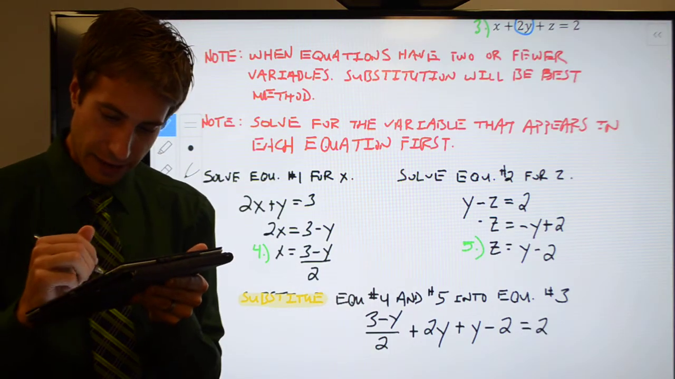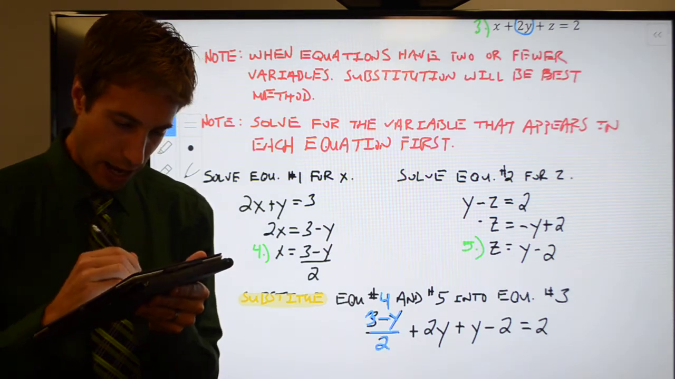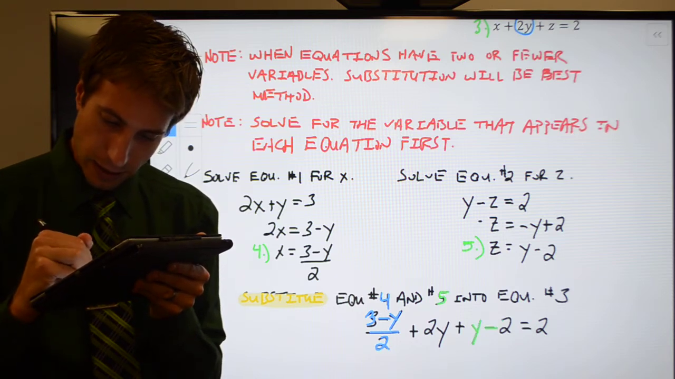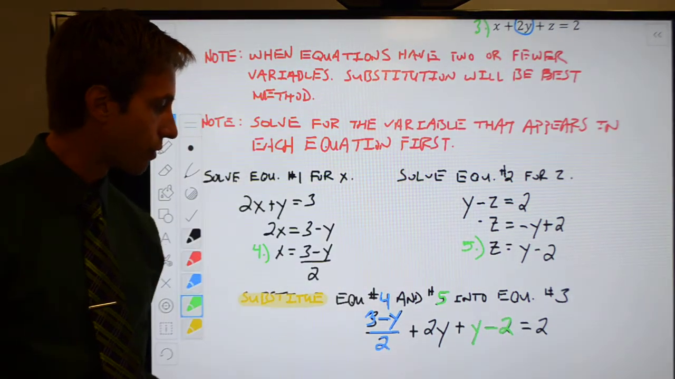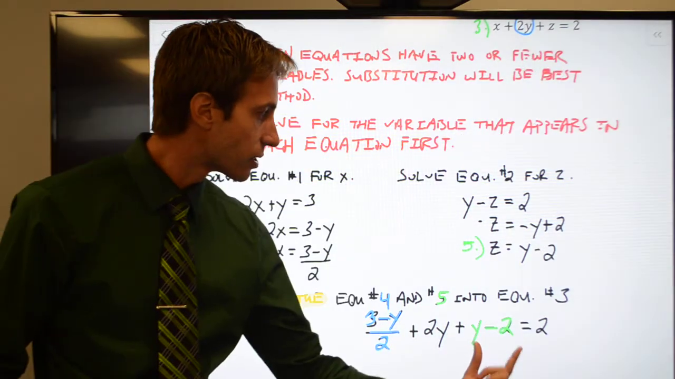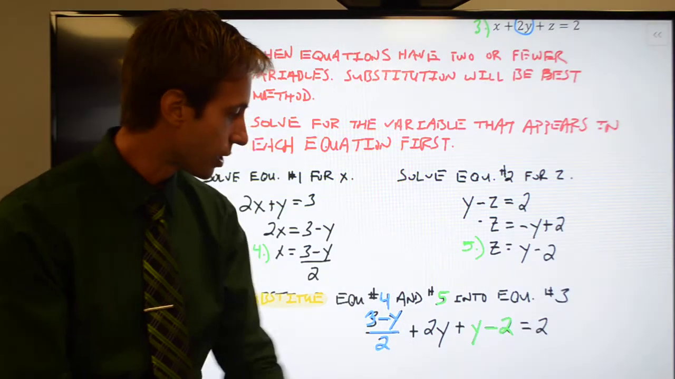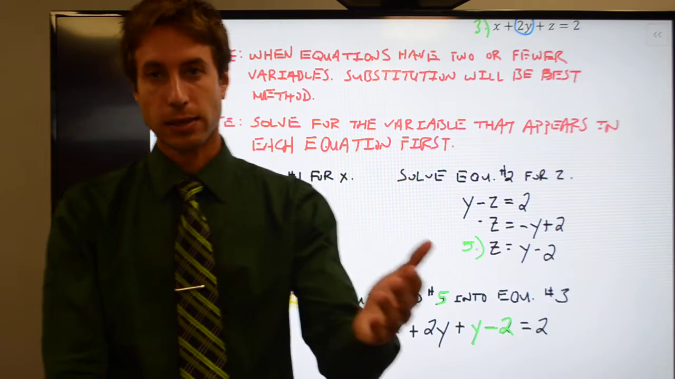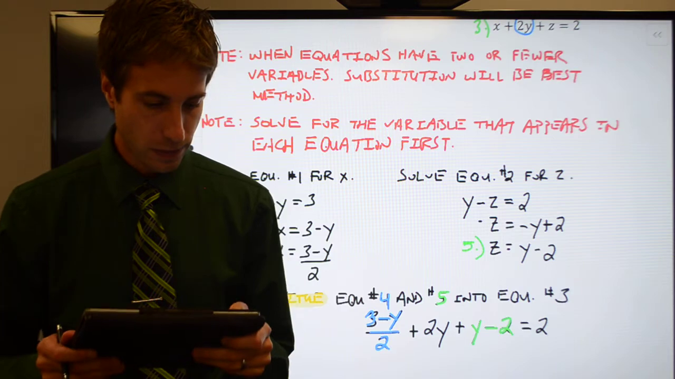So here's what I've done. I have taken equation number 4 and plugged that in for x. I have taken equation number 5 and plugged that in for z. So where I had the x, I've now substituted equation 4. Where I had the z, I've now substituted equation number 5. What I now have is an equation that only has y's in it. That's all there is. It's just y's. Simplify, combine like terms, get y by itself. All right, here we go.